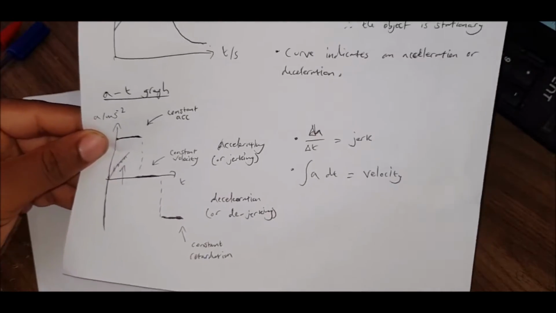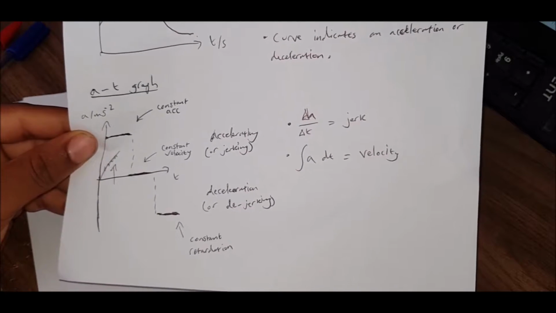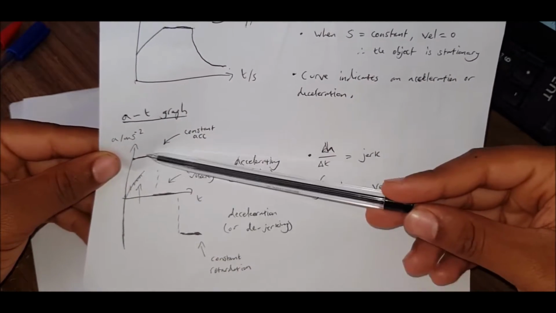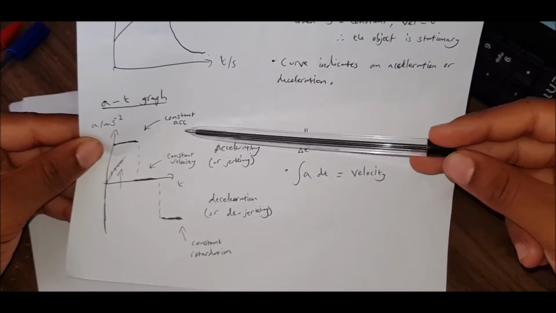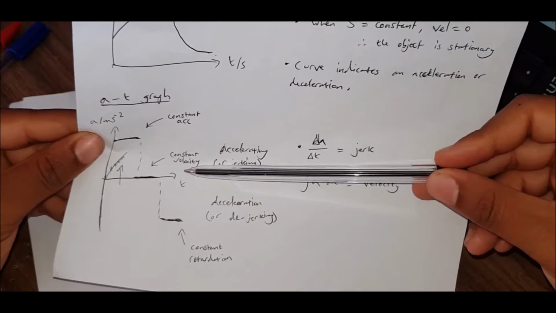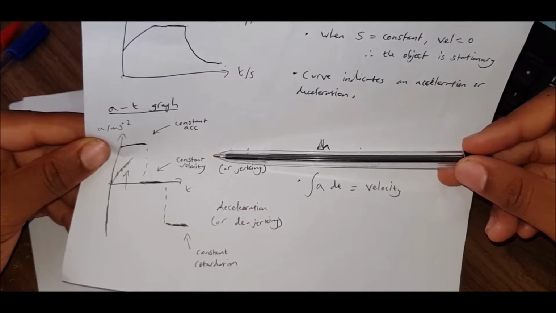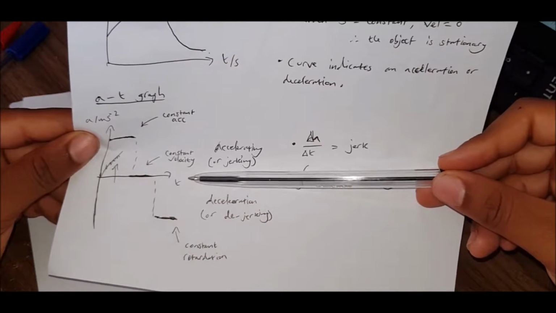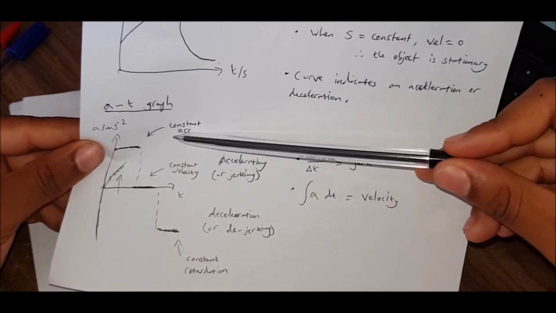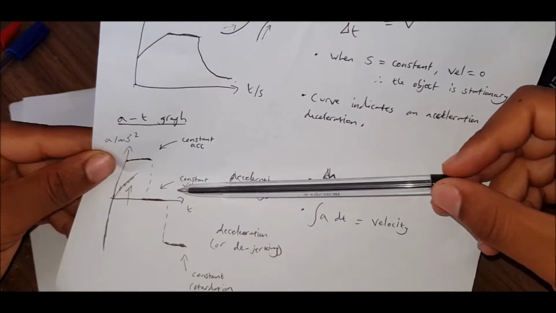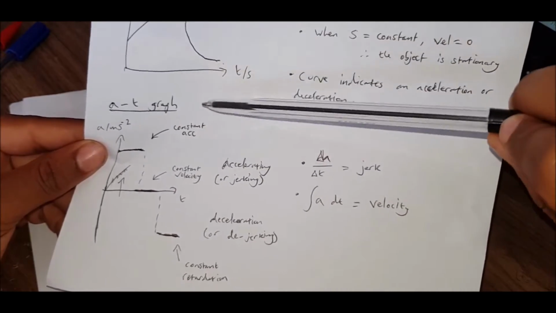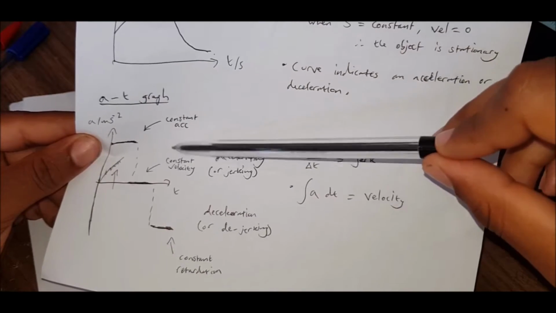So, the acceleration time graph. This one's the most complex, I would say, out of them all. There are two sides of this graph. So where the time axis is, if you're above the time axis, you're accelerating. If you're below the time axis, then you're decelerating. Okay? So when there is a straight line above the time axis, with a zero gradient, there's a constant acceleration.